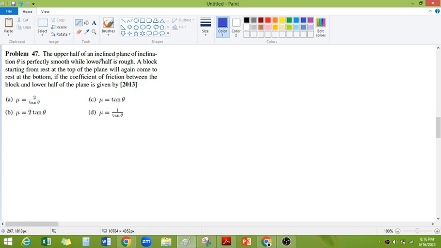Upper half of an inclined plane of inclination theta is perfectly smooth while the lower half is rough. Block starting from rest at the top of the plane will again come to rest at the bottom if the coefficient of friction between the block and the lower half of the plane is given by.